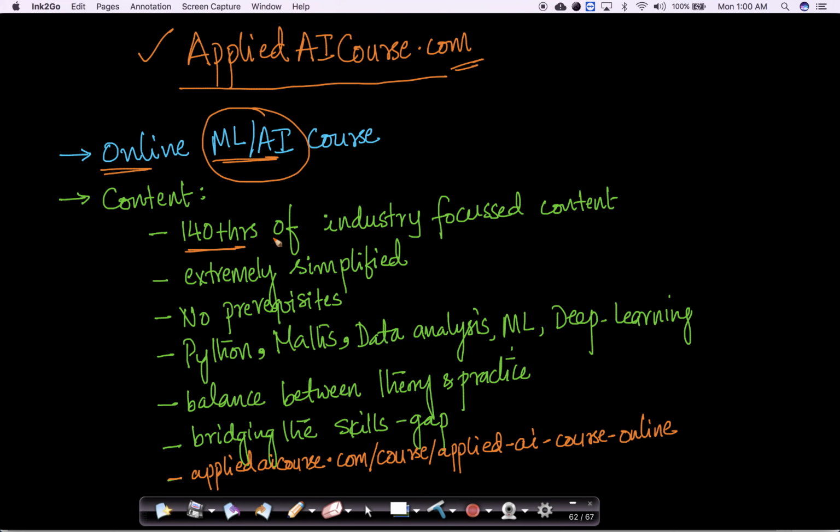And the course itself is extremely industry focused. So in the course, we only cover those areas of machine learning and AI which are extremely popular in the industry, which are most used in the industry.